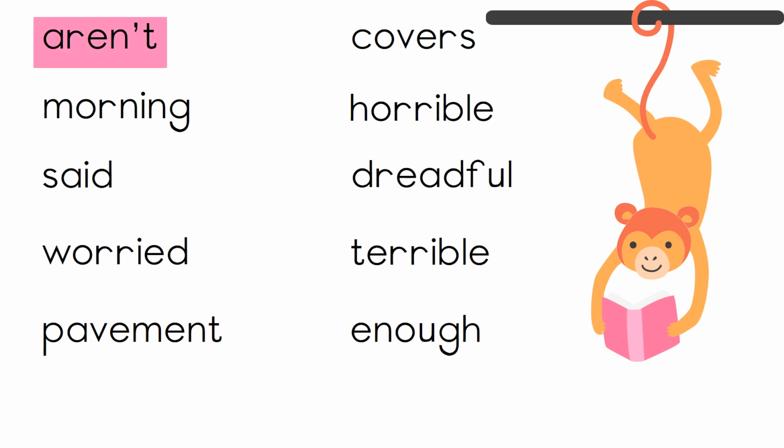Aren't. This means are not. It is a contraction, so that apostrophe is in the place of a letter. It means we take out a letter and change the word. So the letter that we've taken out, there's an R for are not. The R is taken away, we put an apostrophe, and we make the word into a contraction for aren't. Morning, it is the time of day, the morning.